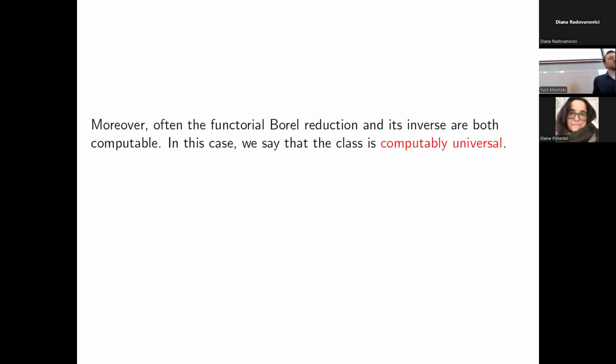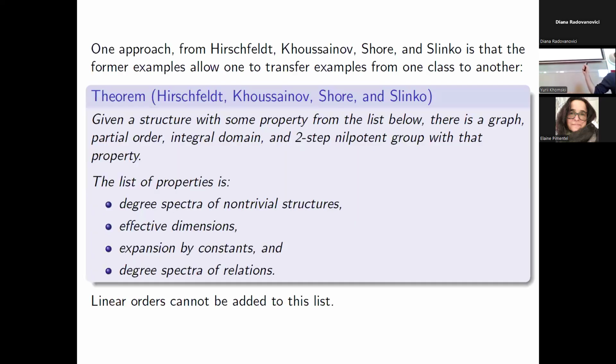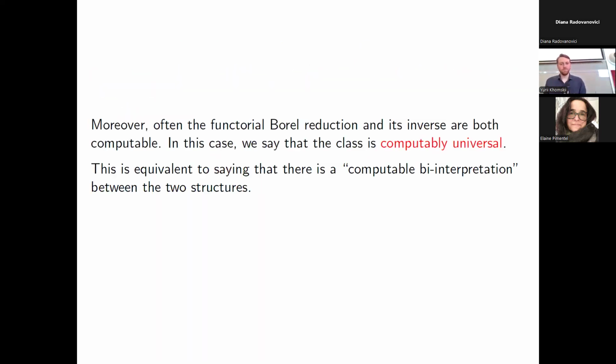And if something's computably universal, it implies this sort of transfer of results property, right? These are computable properties. So you need this computable universality to transfer these. And then there's also a version of bi-interpretation, which is a computable bi-interpretation that's the same thing.